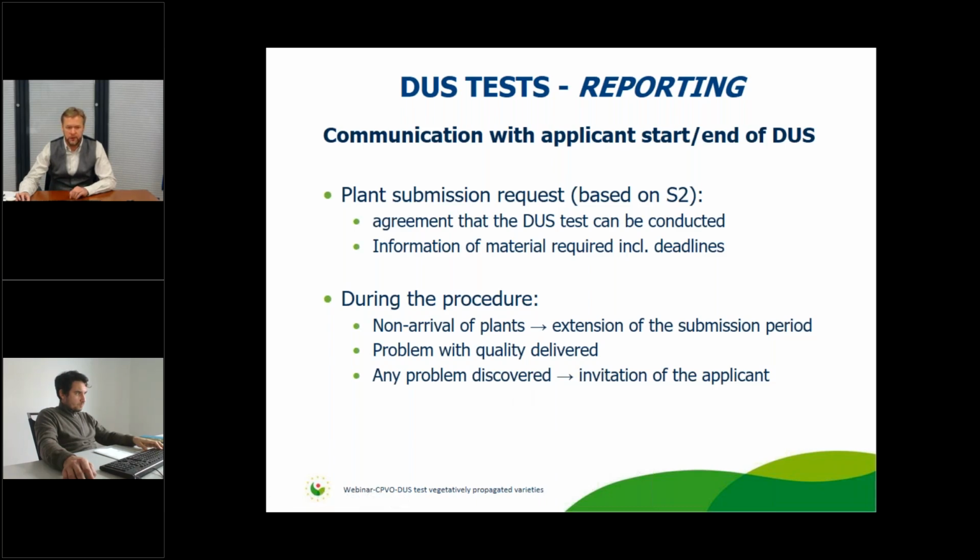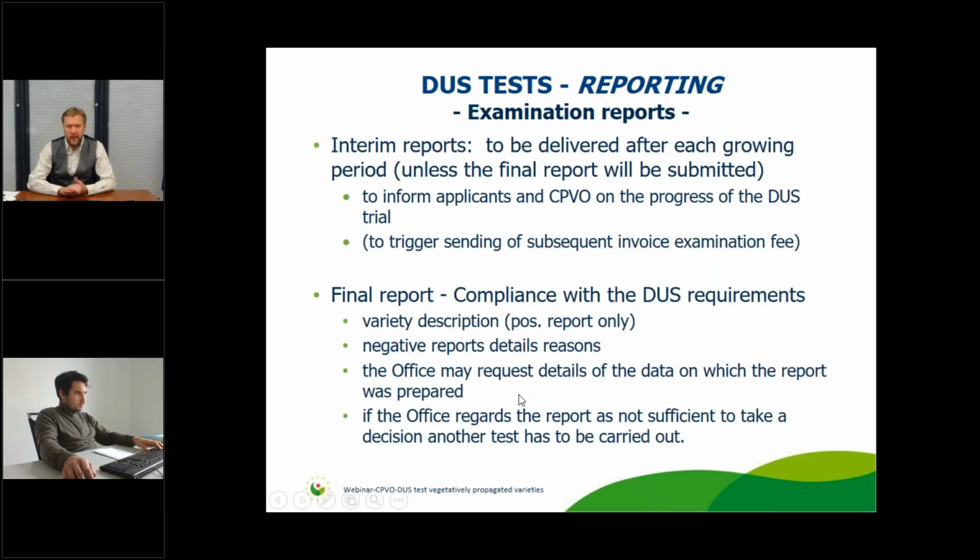Generally, it means no news is good news. If you don't hear from us, it means the material has arrived and no problems have occurred. In that case, you only get reports from us. That is either an interim report at the end of each growing cycle, where we inform you on the progress of the DUS test, or a final report if the test is completed. If it's a positive report, you also get a variety description. If it's a negative report, you get details on the reasoning why it was a negative report.